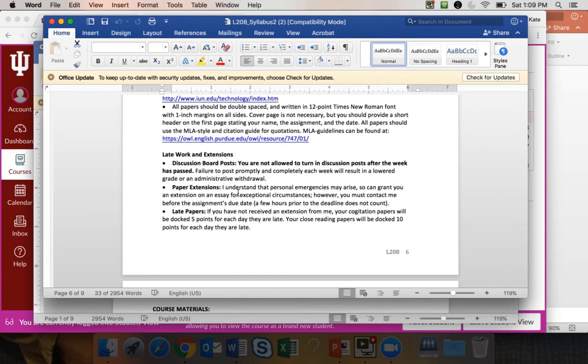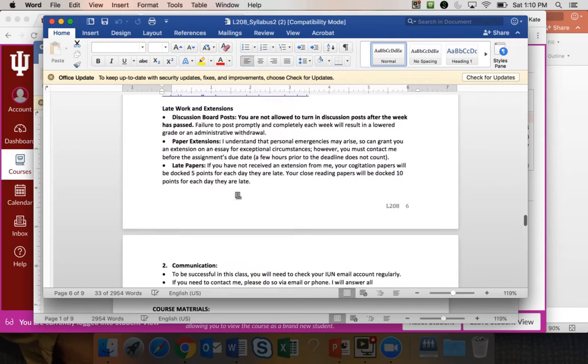Also, because I get questions about this a lot, all your papers should be double-spaced. They should be written in 12-point Times New Roman font and have 1-inch margins on all sides. You don't have to include a cover page, but you should provide a very short header with your name, the date, and the assignment. All papers also should be using MLA style and citation guidelines, and those can again be found at Purdue OWL.